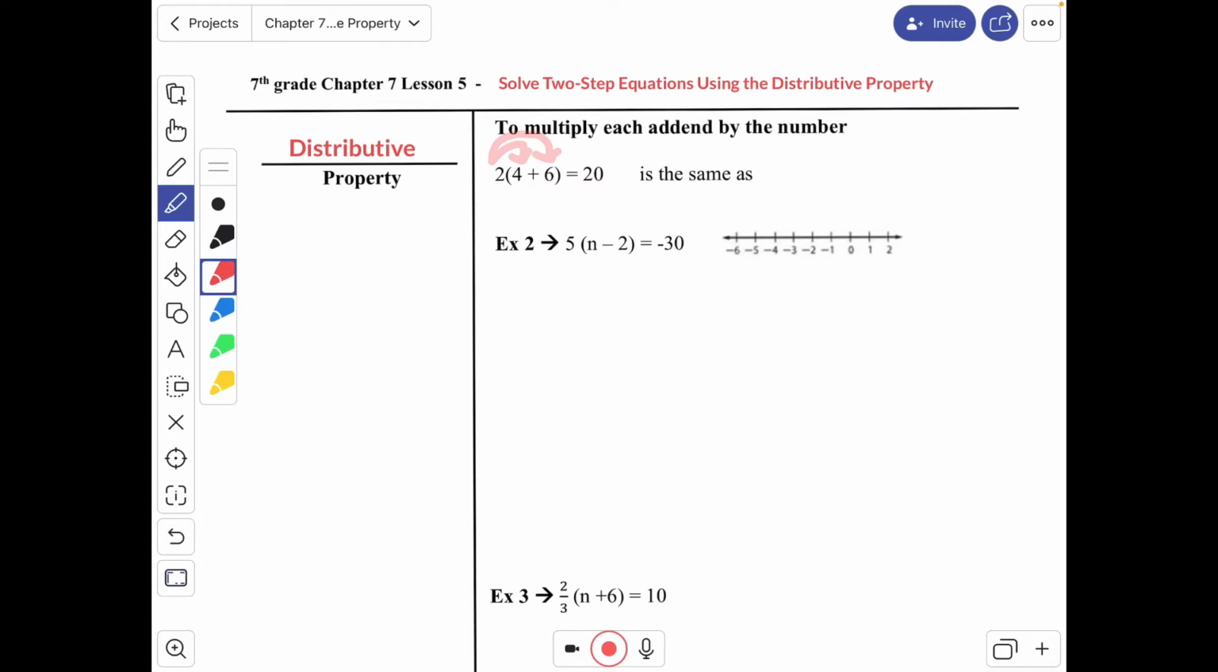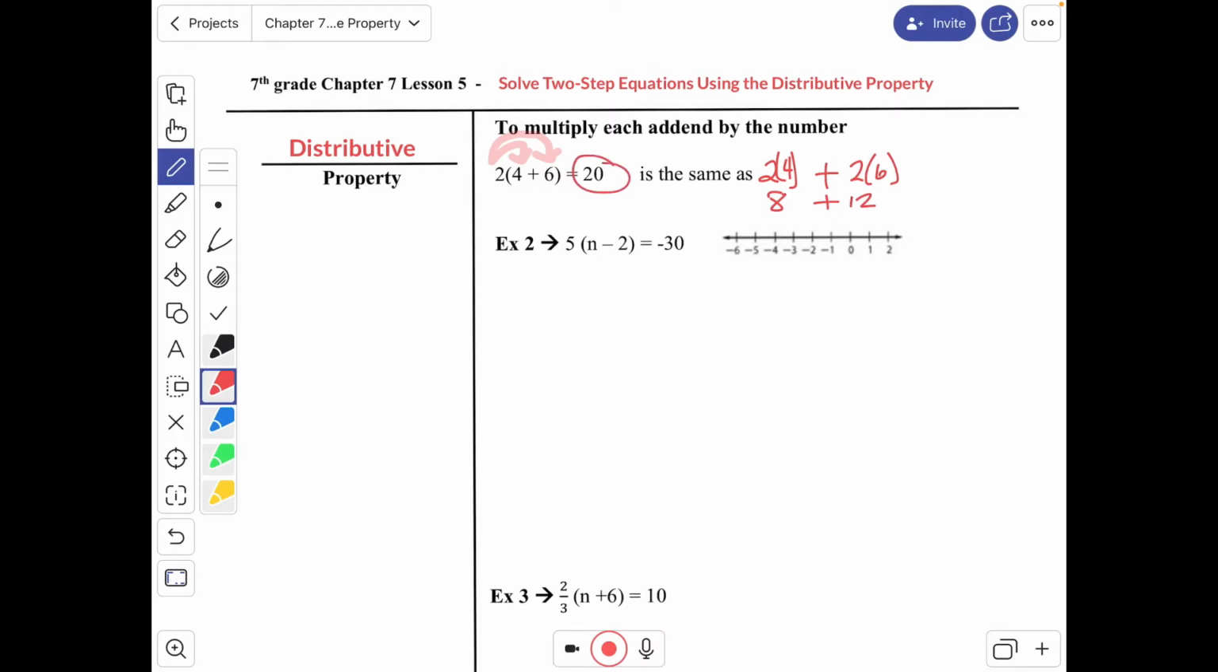So this means 2 times 4 and 2 times 6. So that equation on the left is the same as 2 times 4 plus 2 times 6. And 2 times 4 is 8. And 2 times 6 is 12. And 8 plus 12 is 20. So it is still the same. So let's try an example.